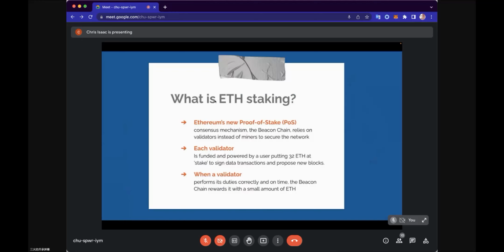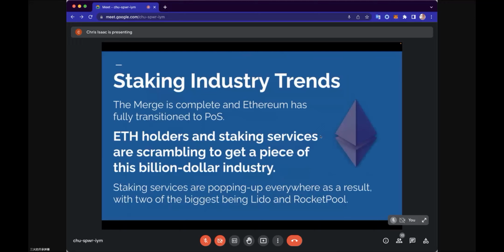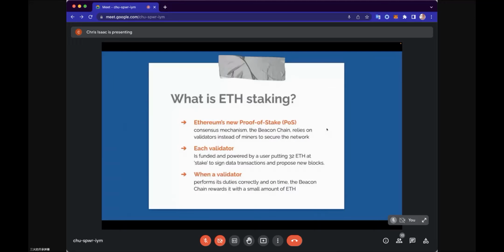So from a high level, what is ETH staking? Some of you are probably real familiar with this, some may not be, but this is Ethereum's proof of stake mechanism that replaced mining. So instead of the mining mechanism that was in place to produce new blocks, we've got our validators in place, securing the network, signing data transactions, and making sure that the network stays secure.